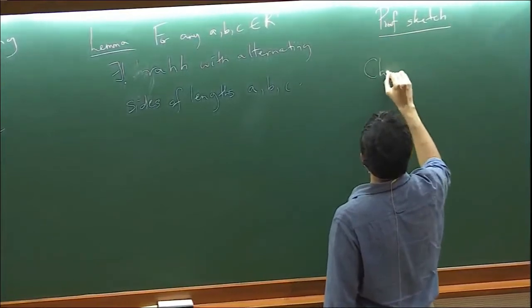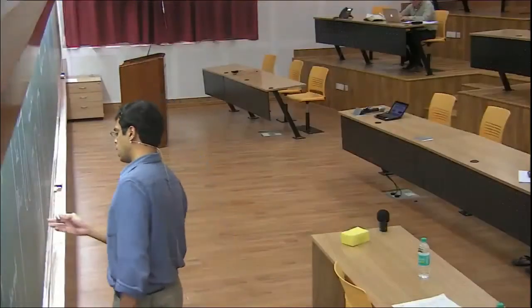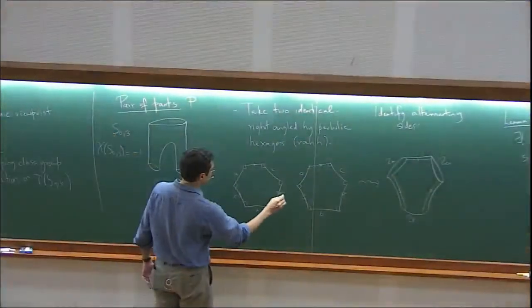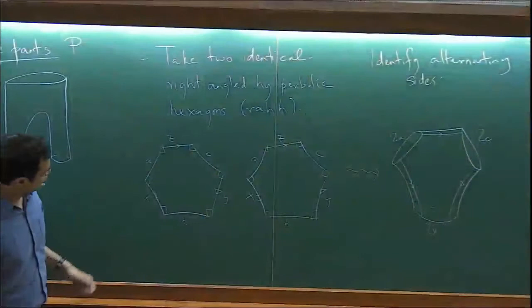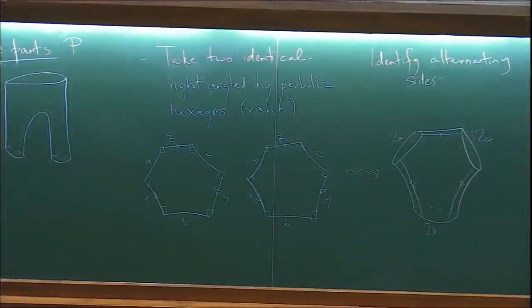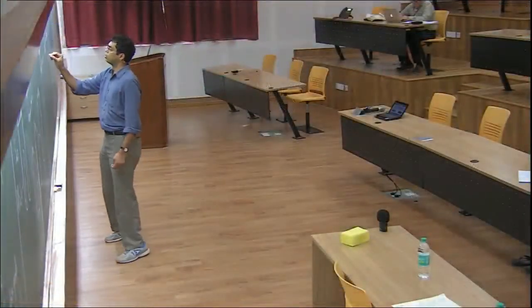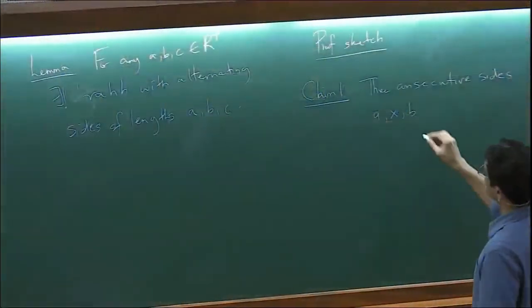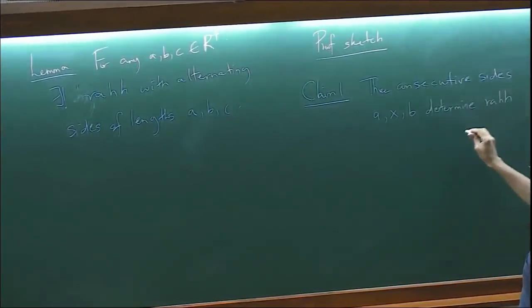So the first claim is that to specify a right-angled hyperbolic hexagon, it actually suffices to know 3 consecutive sides, instead of alternating sides. So let's give the other sides some names or lengths: X, Y, Z. Say these are the sides which get identified when you take 2 copies and glue them, but right now we're only looking at one of them. So claim 1 is that if we know 3 consecutive sides, let's say A, X, and B, they determine the right-angled hyperbolic hexagon uniquely.